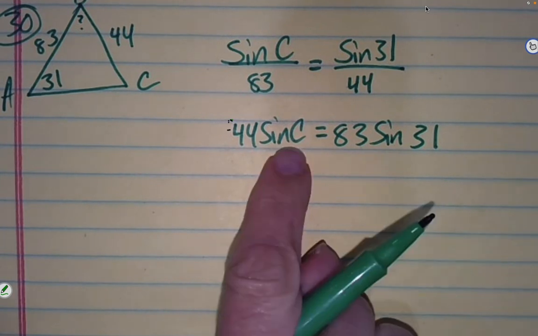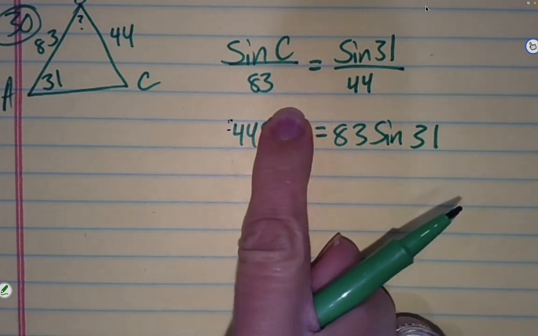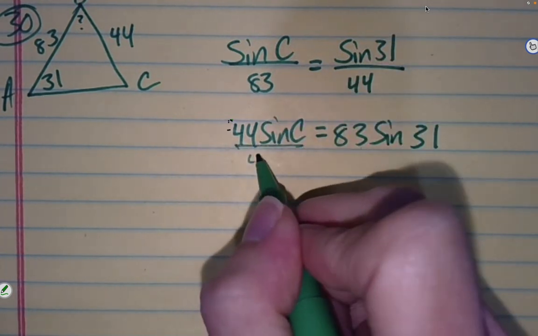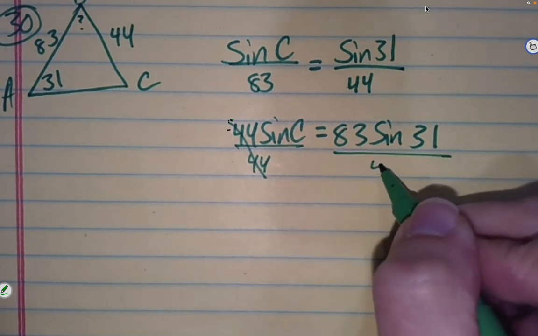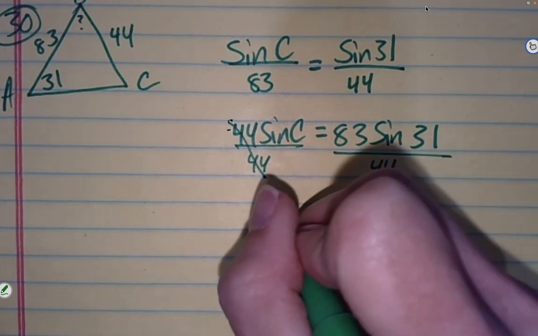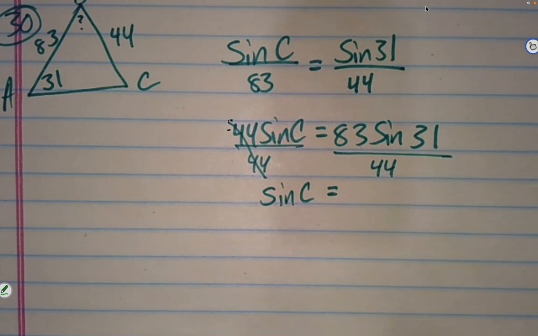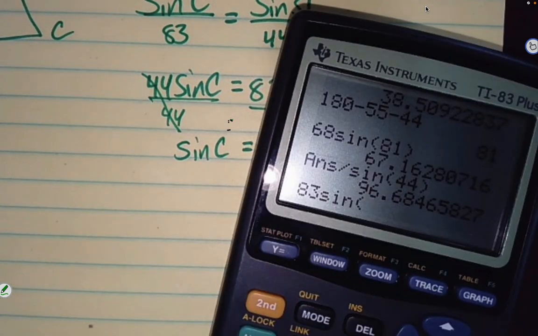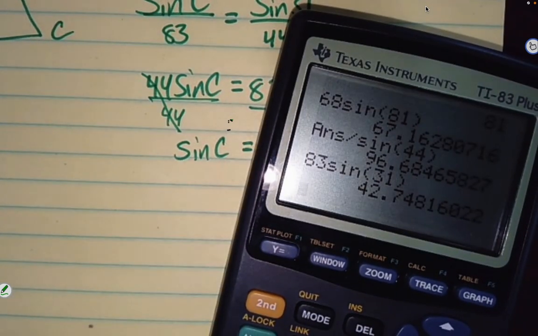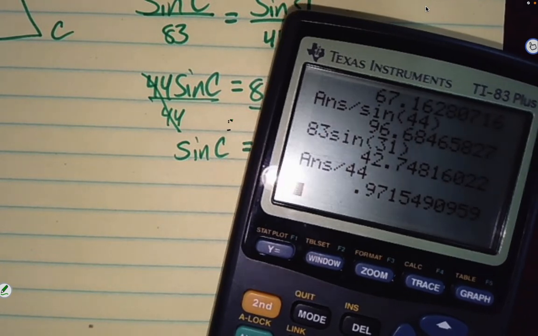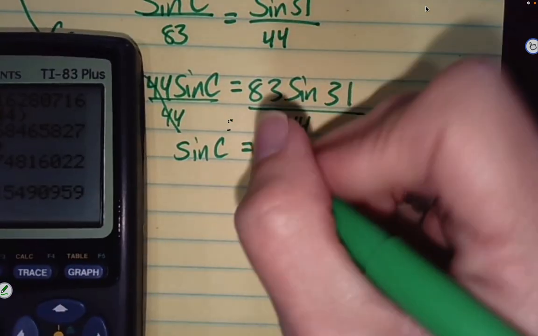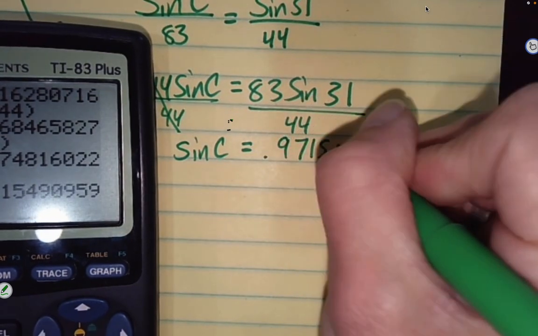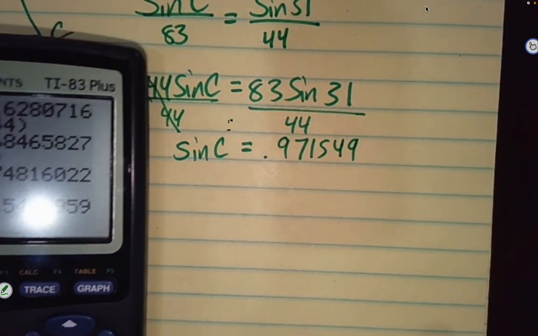Now I'm solving for C, so all that's together. So I'm going to divide by that 44. So the sine of C equals, and let me see what I get. I do the 83 sine of 31, and then I divide it by 44, and I'm going to get this long number. I'm going to get 0.971549, and it just keeps going, okay?